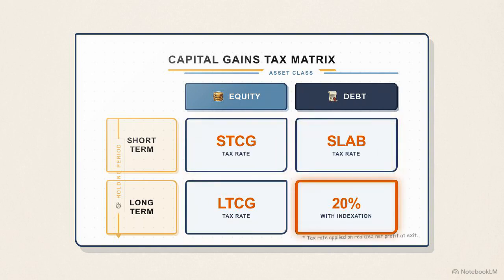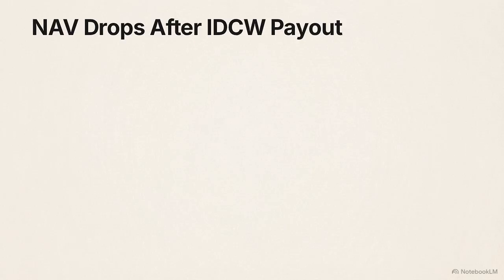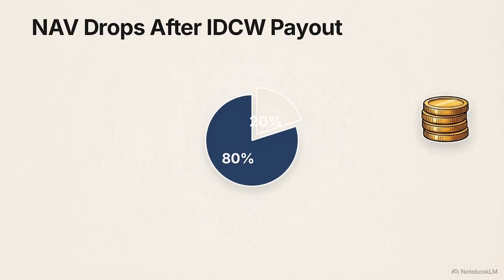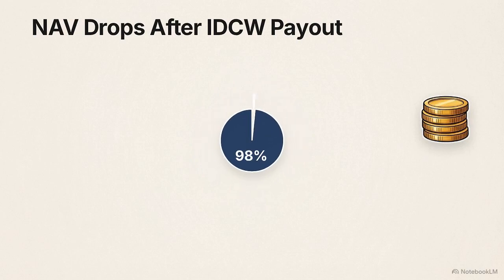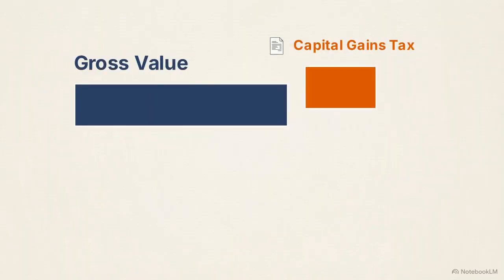underlying asset class. There is also a second potential outcome during the life cycle, income distribution cum capital withdrawal, or IDCW, formerly known as dividends. IDCW can only be paid out of the distributable surplus generated by the scheme. When that payout occurs, it mathematically reduces the NAV of the fund by an equal amount. The final amount deposited back into the investor's bank account is the exact result of the exit NAV, minus any applicable exit loads and capital gains taxes.